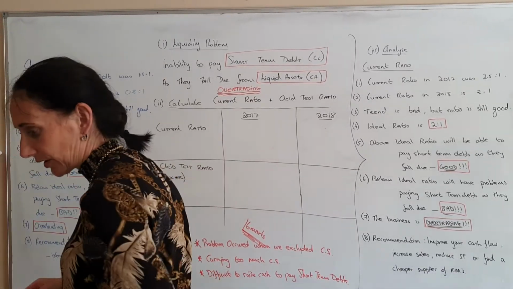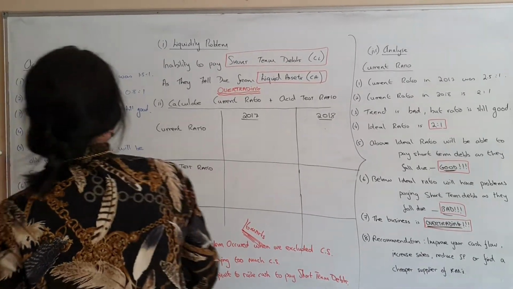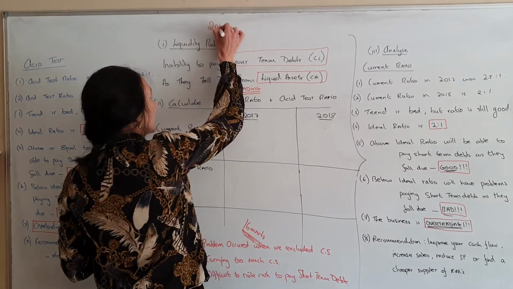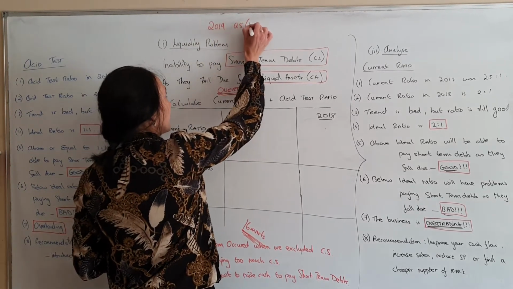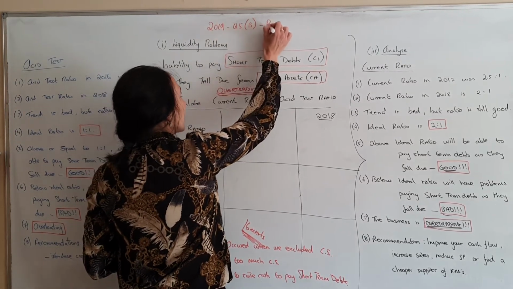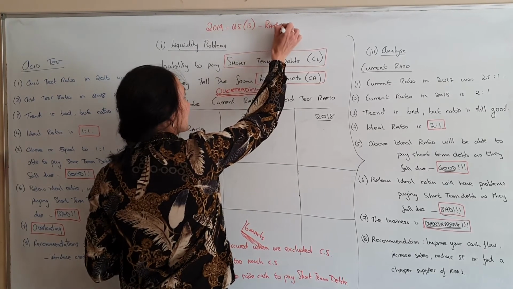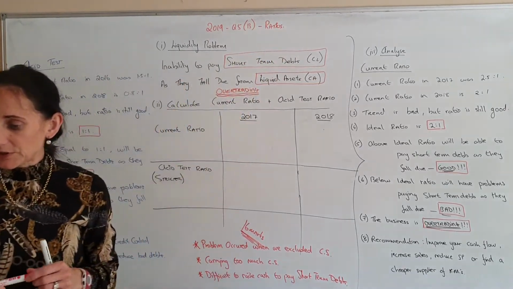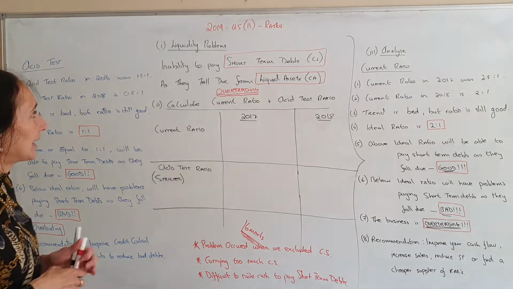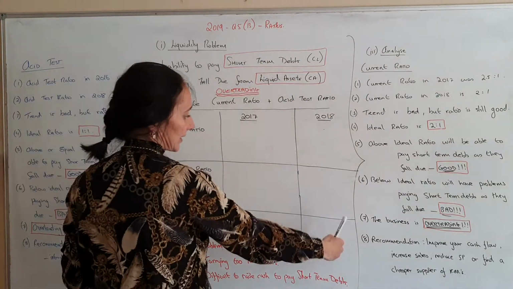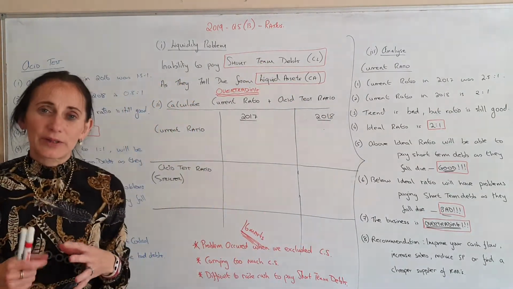Okay, so the question that we are going to look at here is 2019, question 5b, and we're looking at ratios. So the question starts off first of all, and I'm going to concentrate here first. It says, what is the liquidity problem?